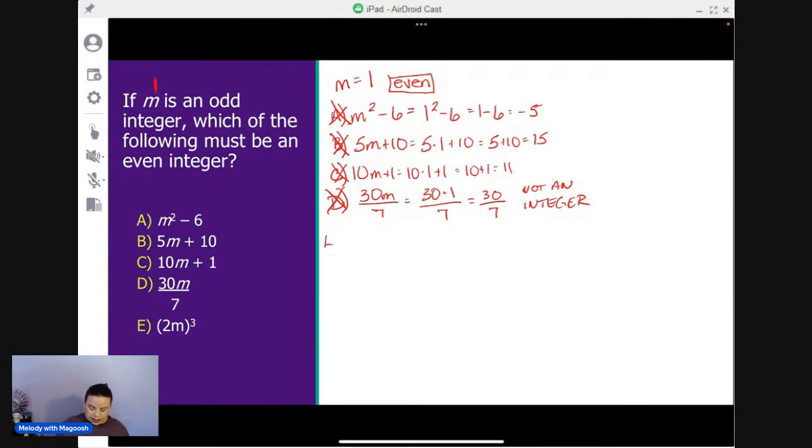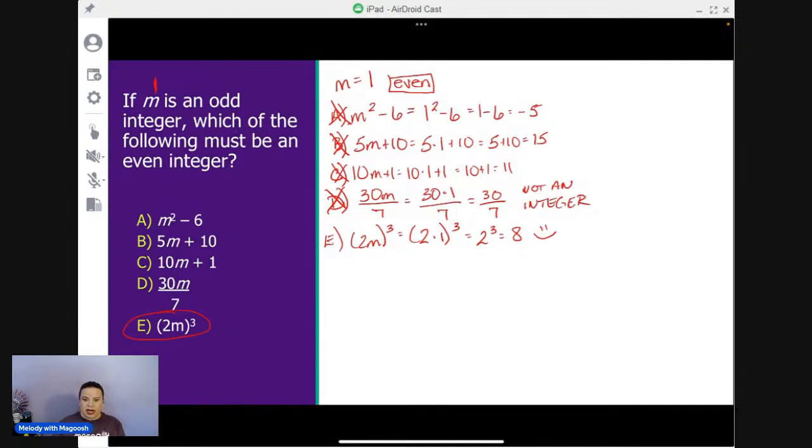Finally, answer choice E. At this point, if we've eliminated A, B, C, and D, if you were really rushing and you felt that you had done a good job so far, you might just choose E and move on, but it's only going to take a very quick moment to verify E. E is 2m cubed. So that's going to be 2 times 1 to the third power. 2 times 1 is 2, so 2 to the third power equals 8. There's my even integer. We found it, and the correct answer is E.